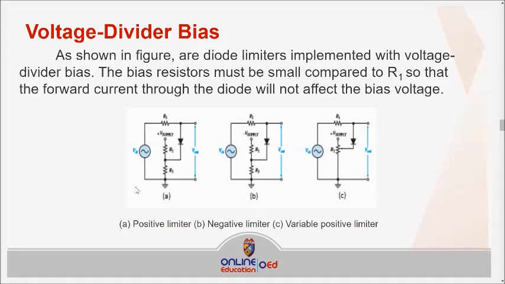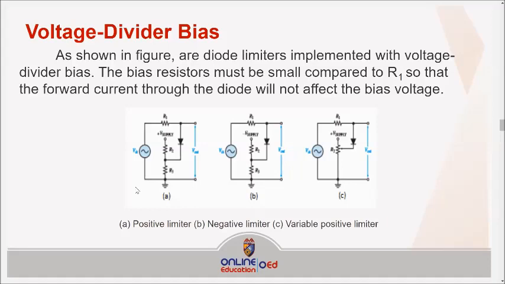Usually kung ang R1 mo is nasa 1 kilo, for example 2 kilo ohms yung R1 na ginamit mo, then ang bias resistor mo is mas mababa, mga 1 kilo ohms or nasa 800 ohms. Okay? Para hindi magka-affect yung bias voltage.